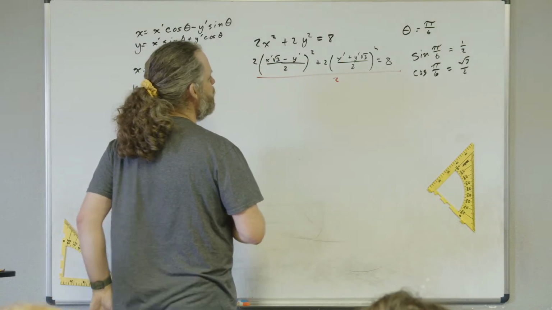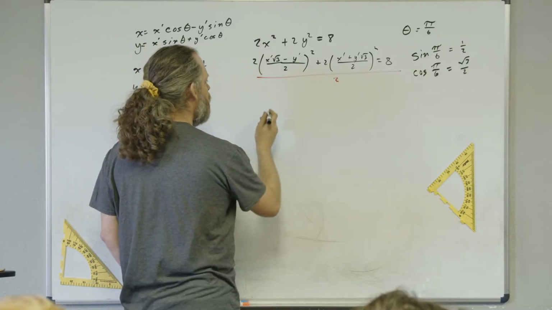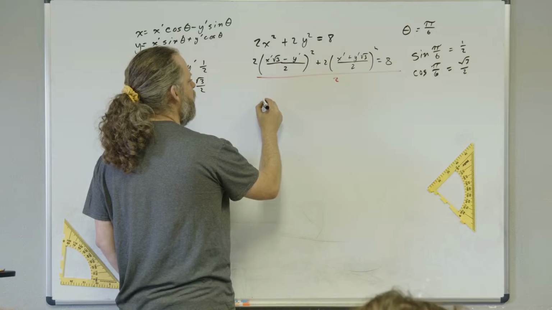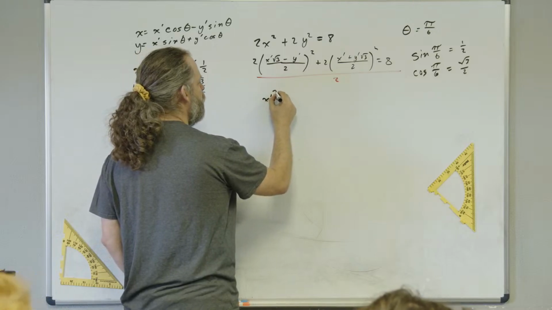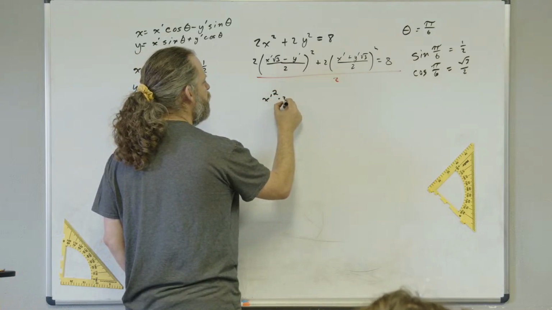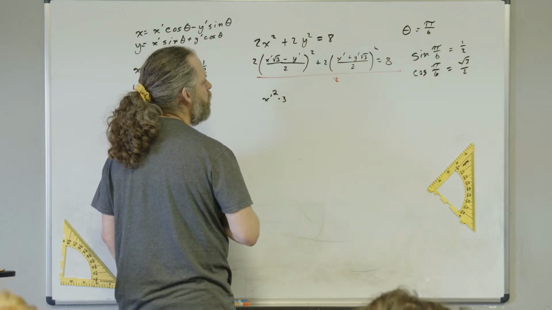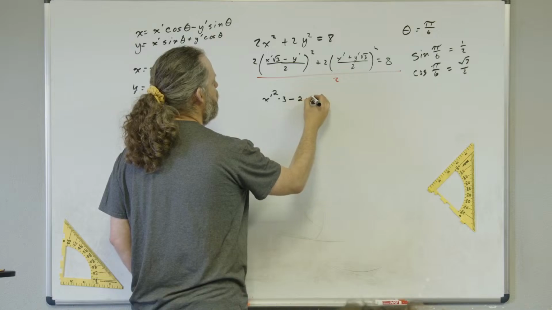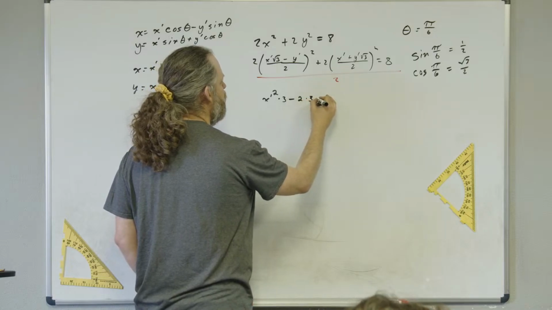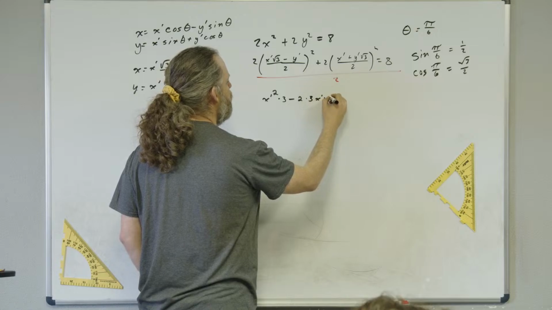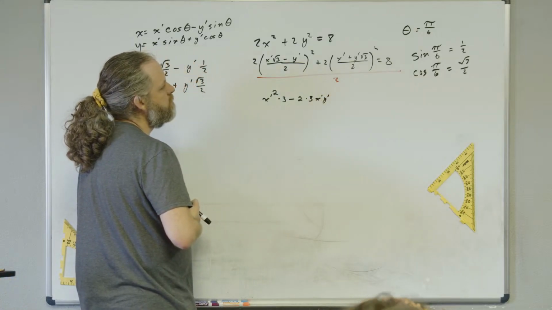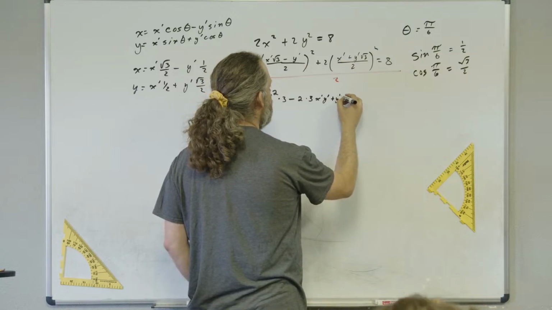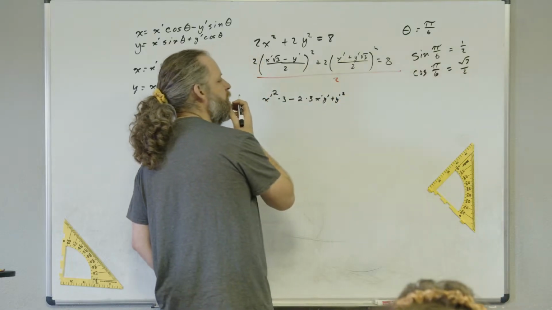And we can do binomial squared theorems. We end up with x prime squared times 3 minus 2 times 3 times x prime y prime plus y prime squared. I should have started further over. That's fine.